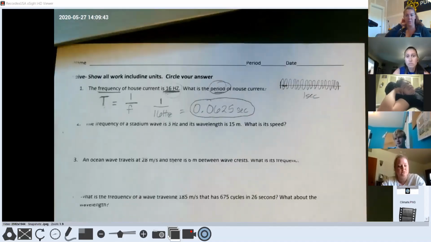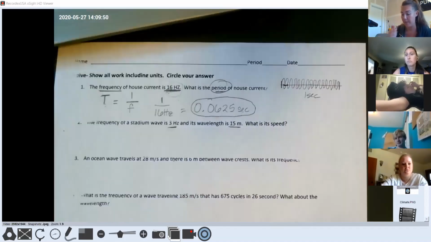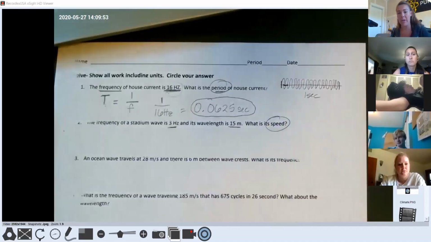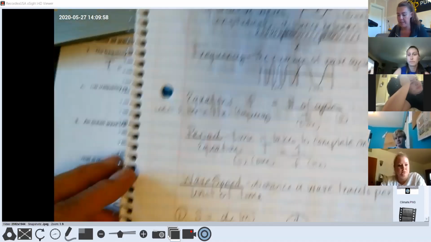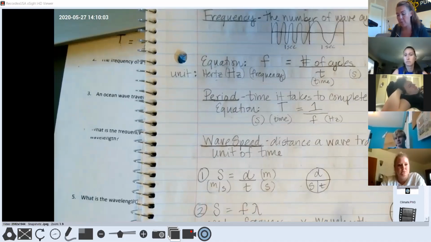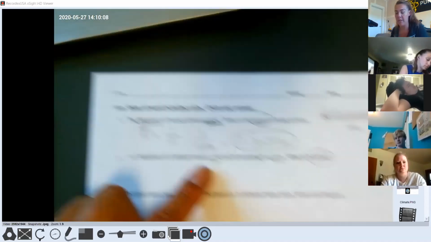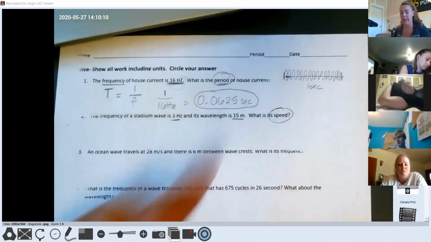Okay, so the next one is the frequency of a stadium wave is 3 hertz and the wavelength is 15 meters. We want to know speed. So remember, wave speed has the 2 different equations. So it has an equation where we either need distance and time to find speed, or the other equation is where we need frequency and wavelength. Well, this one gives us 3 hertz, which is frequency, and 15 meters, which is wavelength.